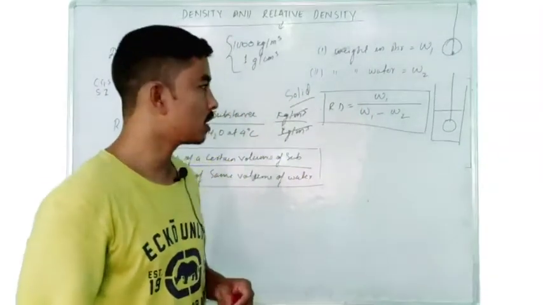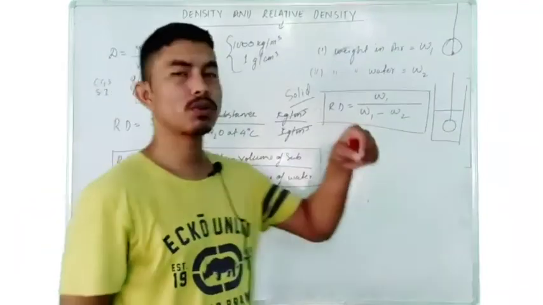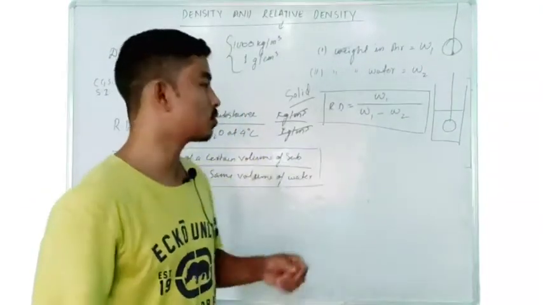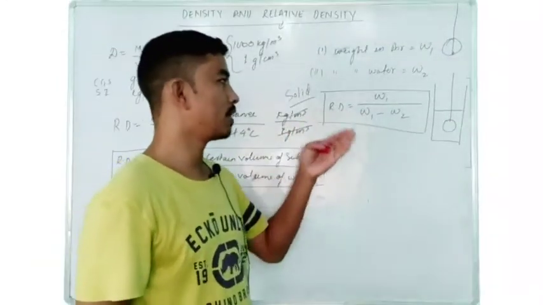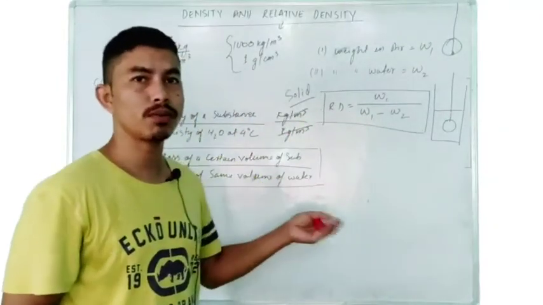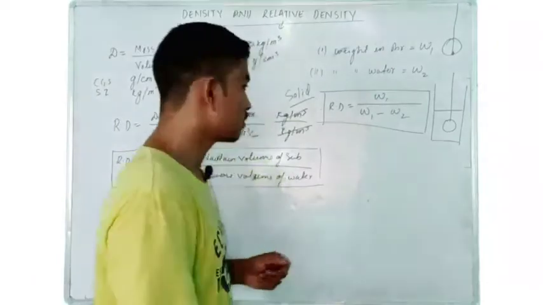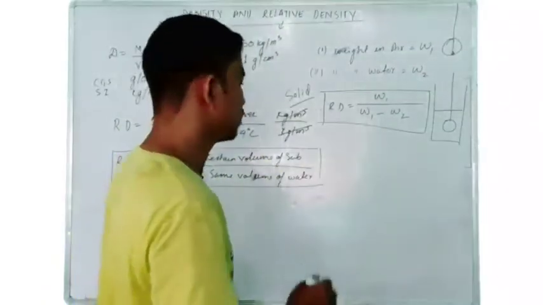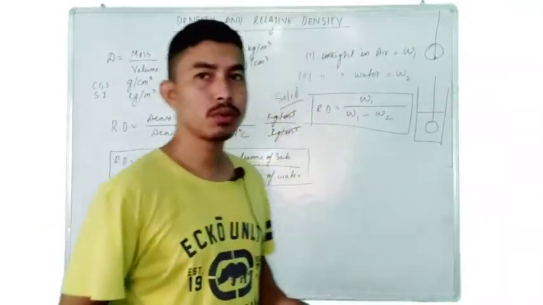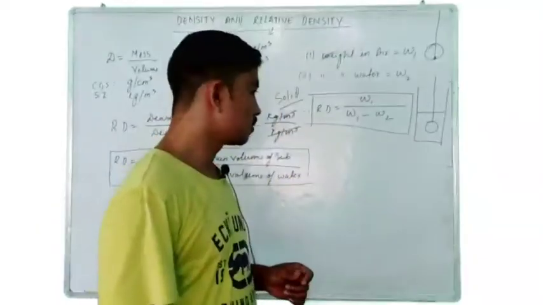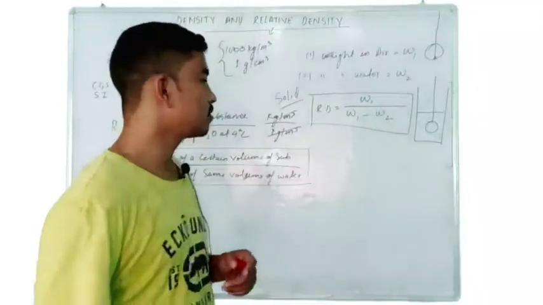Now when it comes to a liquid, since we cannot tie a liquid and measure it directly, there is a definite way to find the weight of the liquid divided by the weight of the same volume of water. So let's try to find out how to find the relative density of a liquid.